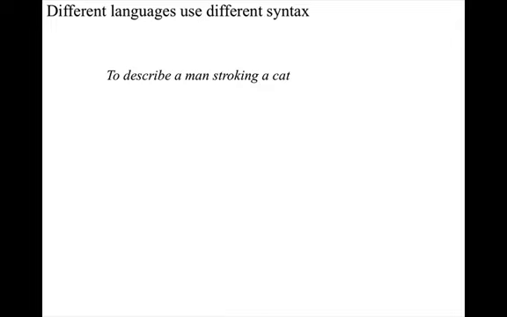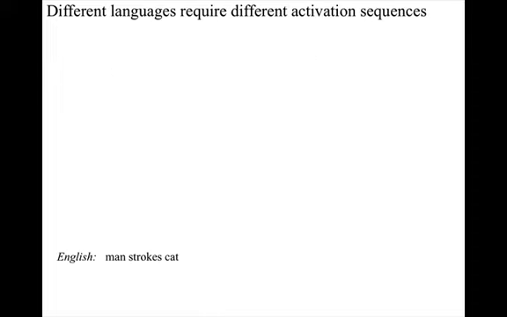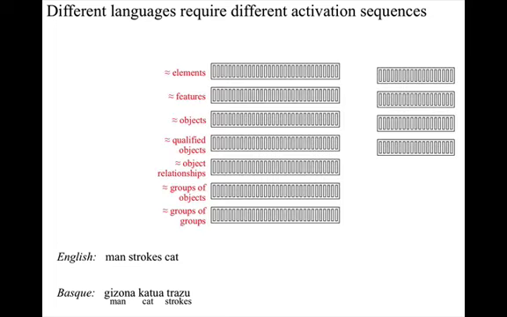To describe a man stroking a cat, in which the man is the subject, the verb stroking, and the object is the cat, in English, the most common word order is subject, verb, object. But in Basque, the language spoken in Europe on the border between Spain and France, the predominant word order is subject, object, verb.